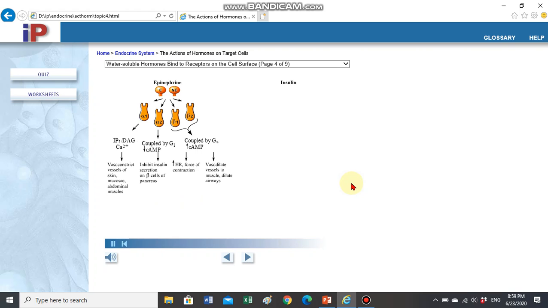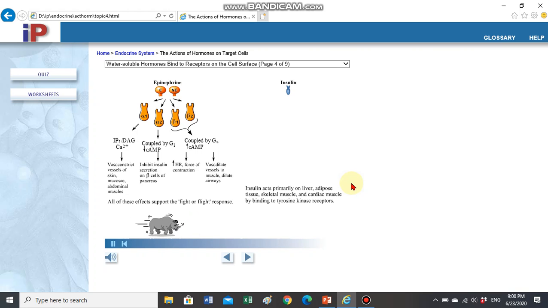Blood flow is redirected to working muscles where increased cardiac output delivers increased fuel and oxygen. Fuel molecules are released from stores and made available for use by working muscles. The airways dilate to maximize gas exchange. Note that all of these effects support the fight or flight response.